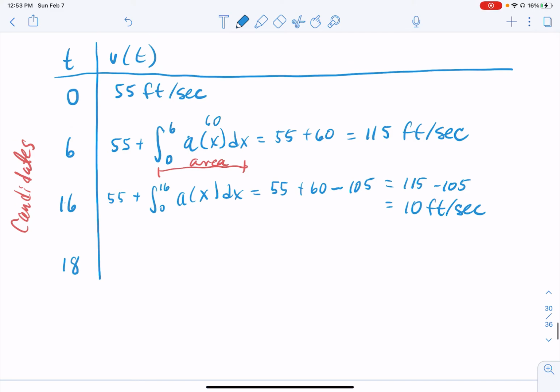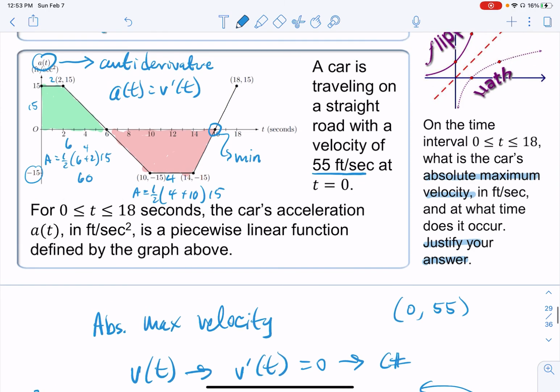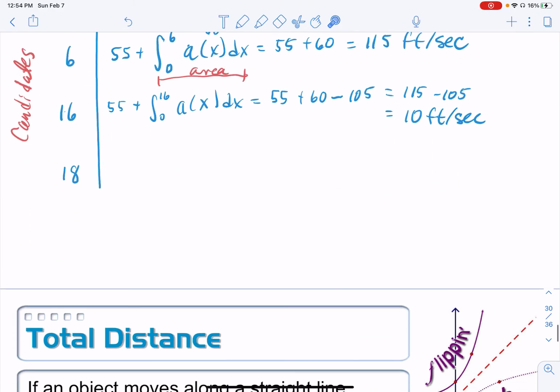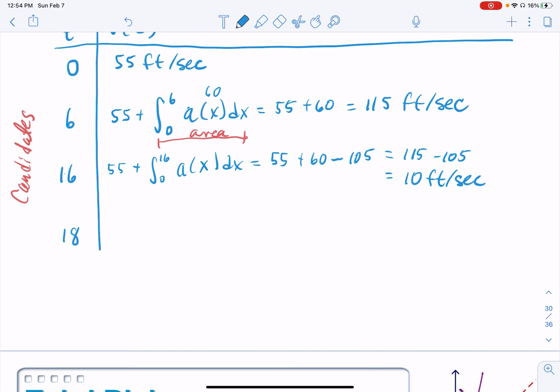So obviously that's looking like the minimum. And I know that that one's going to be a minimum simply because what happens to the derivative after that is, now it's positive. So the acceleration is now positive, which means your velocity is increasing at this particular point. Right? Okay. But is it going to increase from 10 enough to get back up to this 115? Heck no. It's a tiny little triangle that I have to add to it.